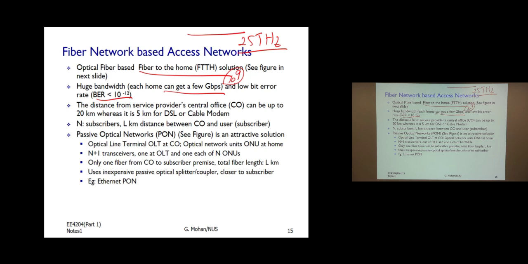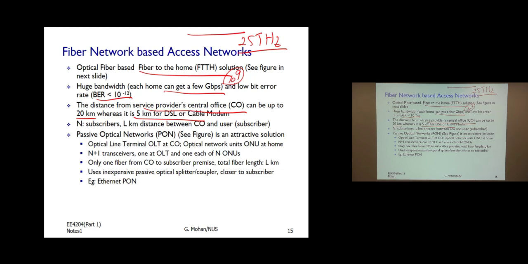For example, the distance from the service provider's central office to our home premise can be up to 20 kilometers, and some literature says even up to 40. Let's say safely up to 20 kilometers. The remote office from where the fiber starts, until our home, can be up to 20 kilometers without much problem. If it goes beyond that, we may need amplifiers or regenerators. But if you consider DSL or cable-based modem, the remote office should be within 5 kilometers, not more than that.